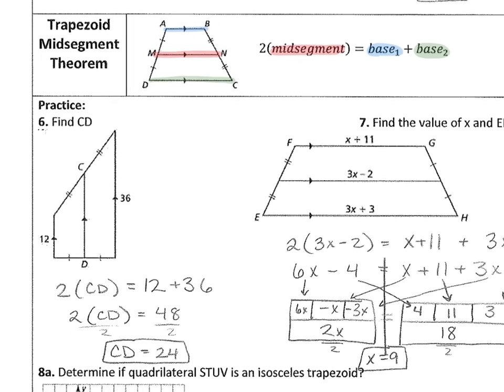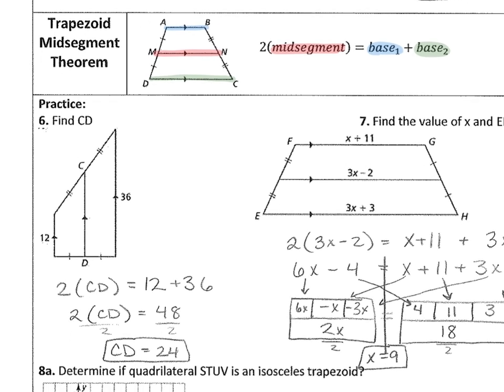In number 6, it says find CD. In the image, CD is right here in the center. It is my mid-segment. I then have 2 bases, a base of 12 and a base of 36. My mid-segment theorem allows me to set up the equation that says if we double the mid-segment, it will be equal to the sum of the 2 bases. So do you see how all I did was set up 2 times the mid-segment is equal to the base plus the base.